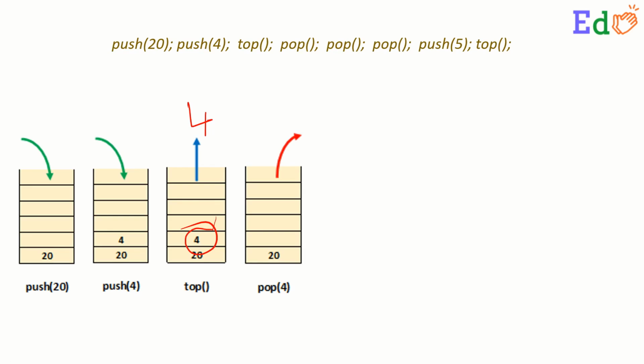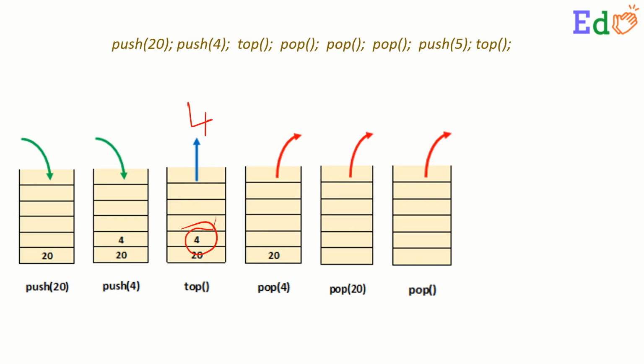then 3 pops are executed. 4 is removed and then 20 is removed, and finally when pop is executed on an empty stack, an empty value is returned, which is called stack underflow.